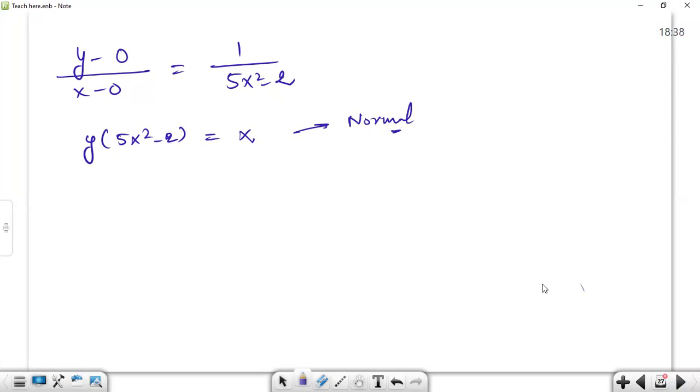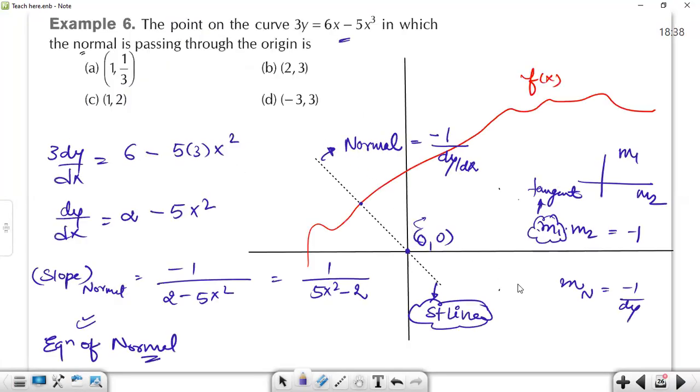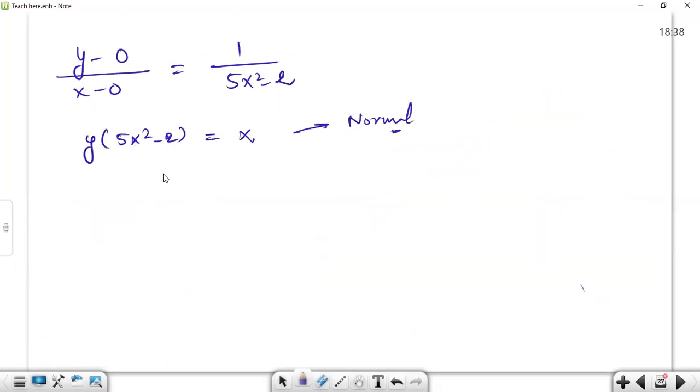Now there are two curves, two functions intersecting each other. When two function curves intersect each other, their intersecting point would satisfy both the equation of the straight line and also this curve, right? So let's see if we have made any mistake or not here. Yes, no mistakes. y equals x by (5x squared minus 2).